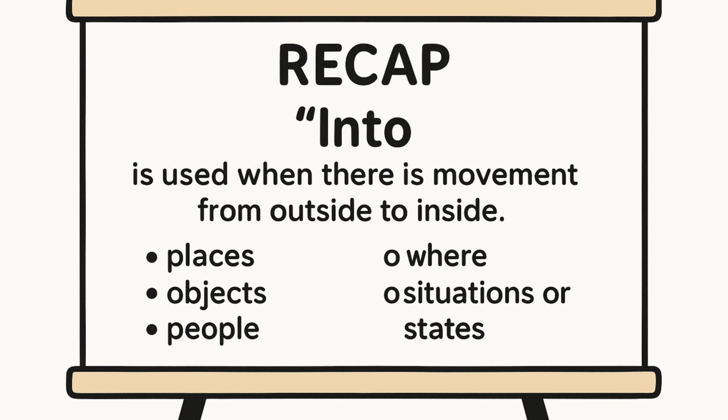Let's recap. Into is used when there is movement from outside to inside. It works for places, objects, people, and even situations or states. That's how we use the preposition into. It helps us clearly show movement and direction.